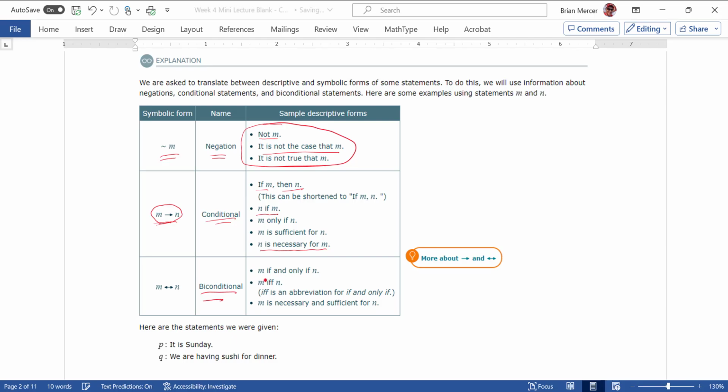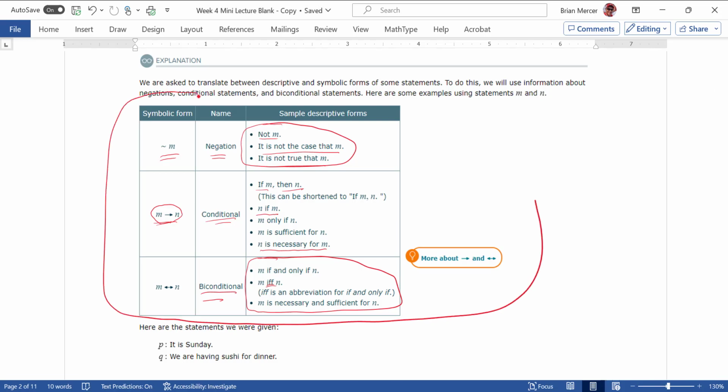The biconditional, again, has several different ways of saying it. That first one, M if and only if N, is the straightforward. There's that double F, that's the shorthand way of writing it. M is necessary and sufficient for N. That is another way to say that biconditional. So I just wanted to point out that when you click on explain for some of these, oftentimes there's some good note-taking stuff, noteworthy stuff that you might want to make note of as you do some of these problems.